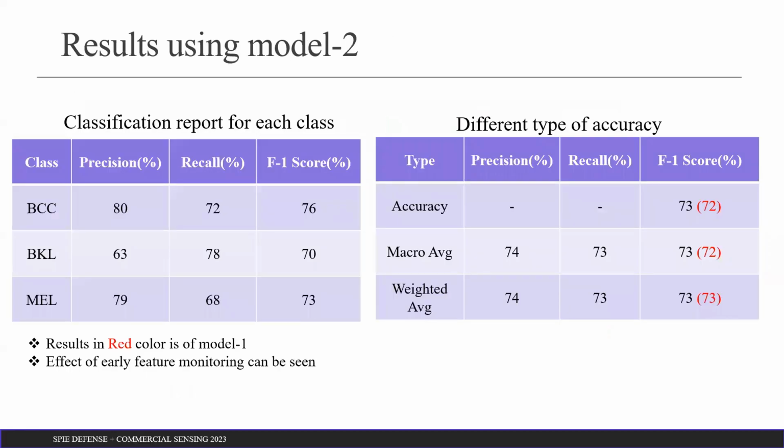Now if we compare our result from the base model with our model 2, which also considers some minute features from the first layer, and focus on the accuracy, previously it was 72 for model 1, and it's increasing to 73, 73, and 73. In the weighted average case it's not increasing, but in the macro average and accuracy it's increasing, going from 72 to 73.